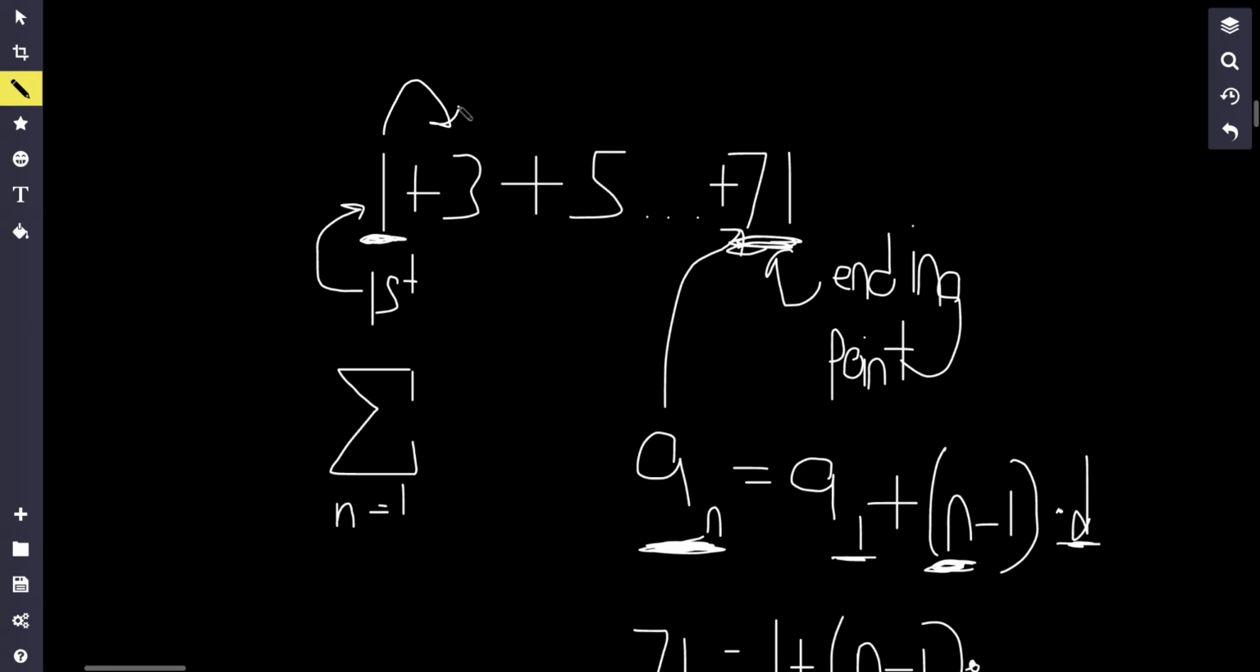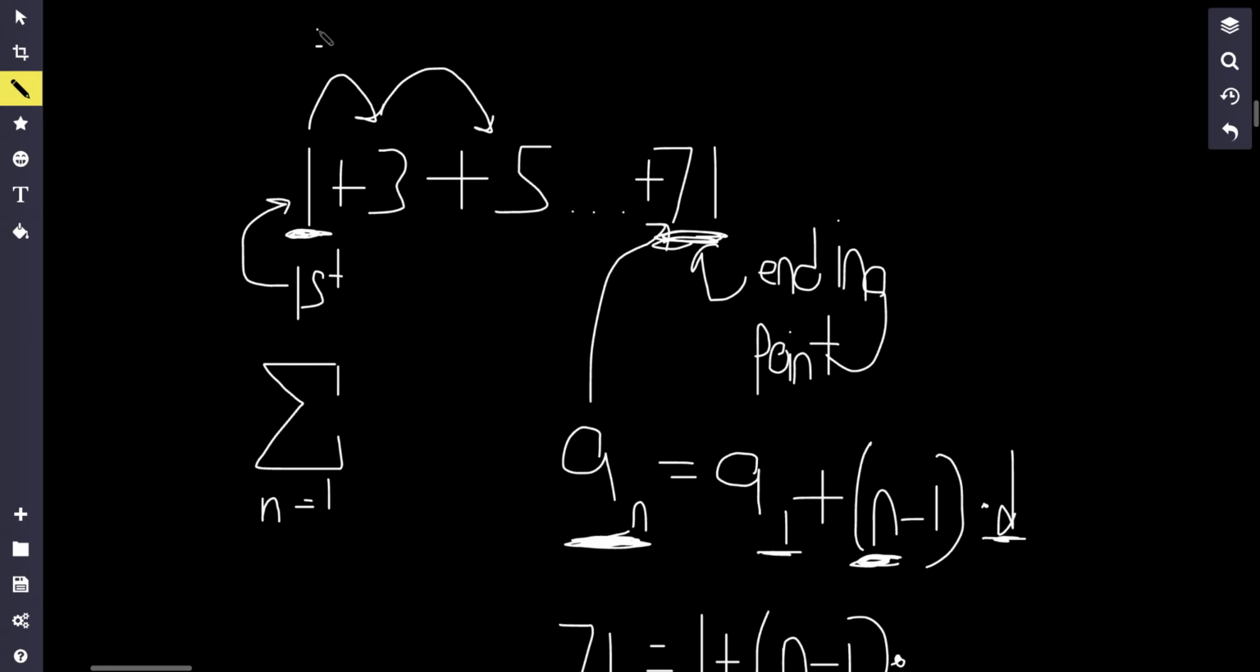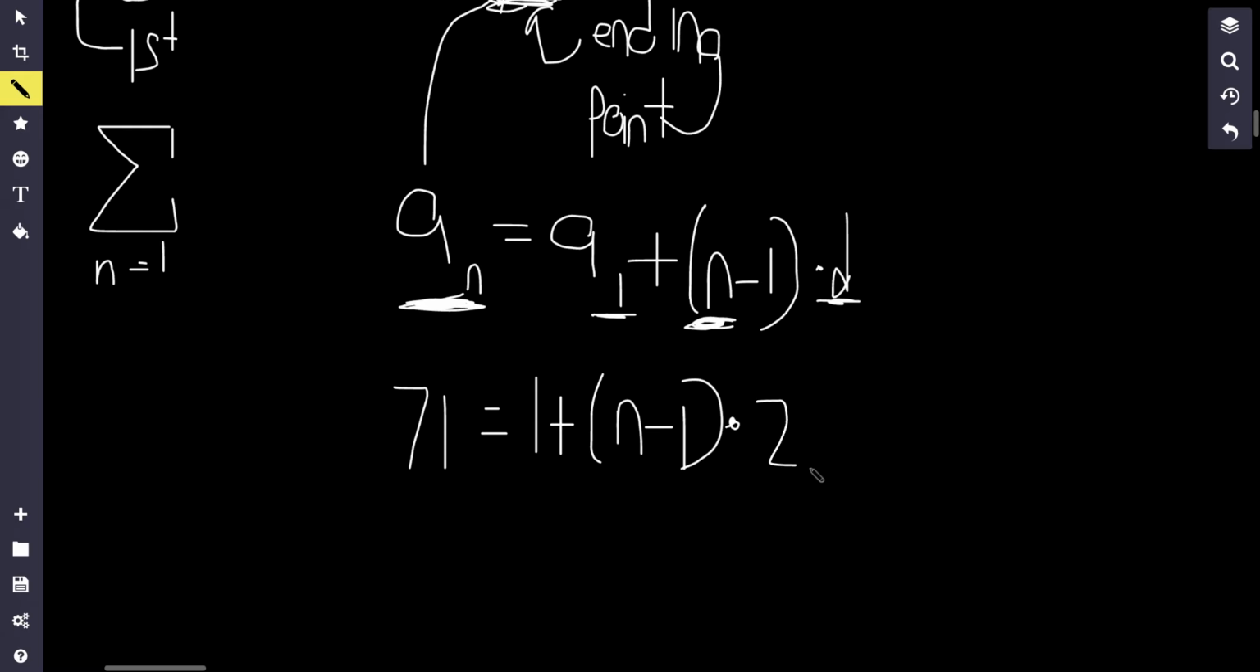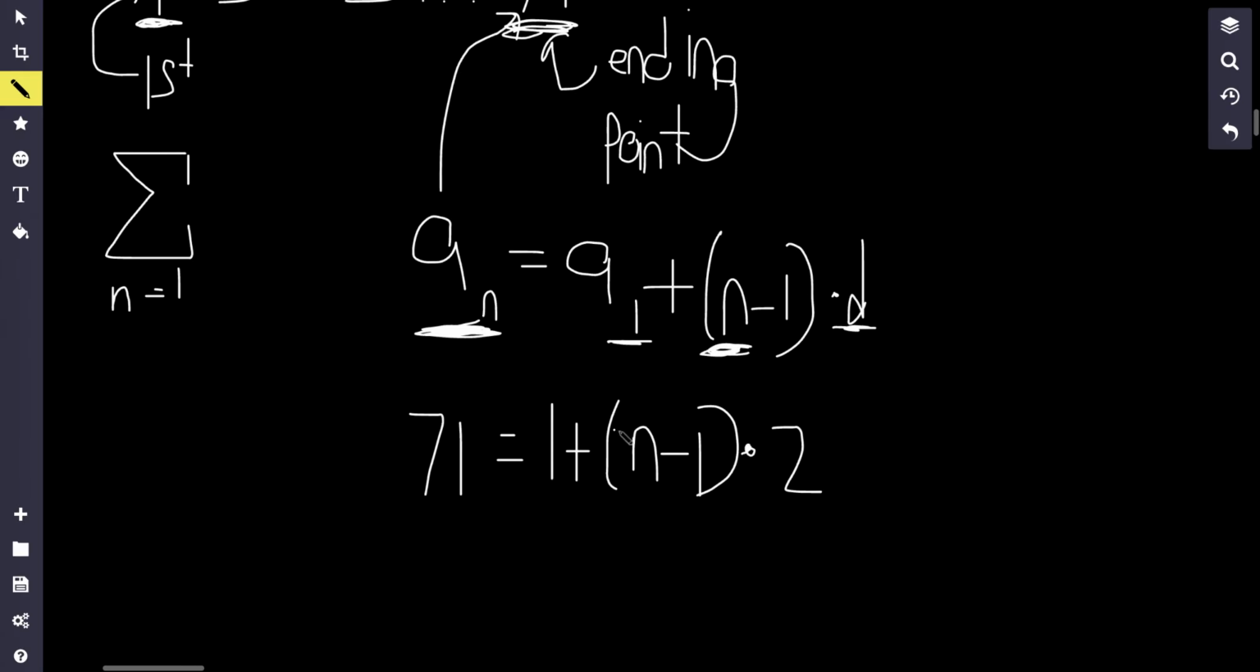So each time we're moving up this series, we're adding 2 each time. So our common difference is going to be 2. Okay, so we can set up this equation. Whenever you're doing these types of problems, the only thing that should be unknown is this n right over here. N basically represents the specific term it's on.